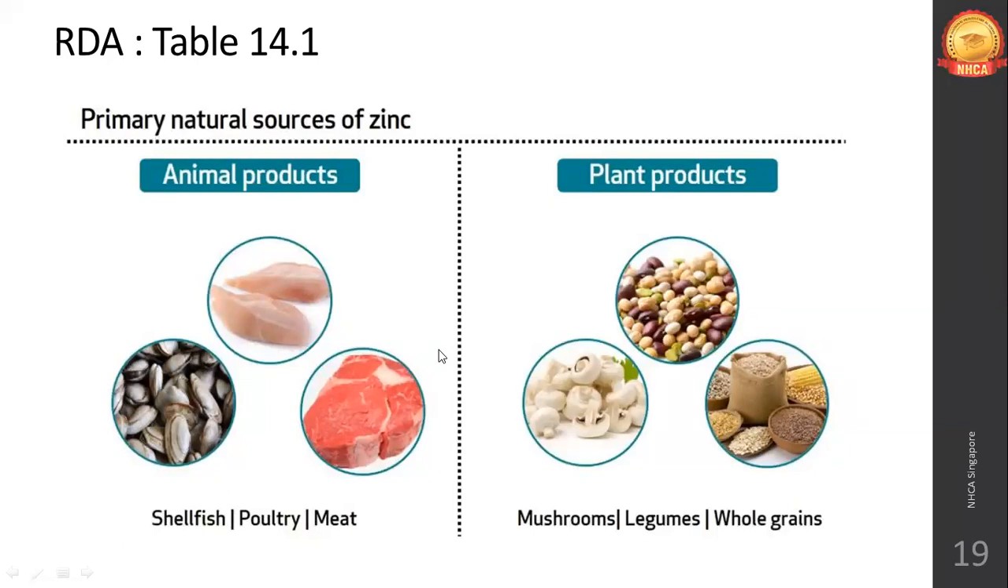So best sources of zinc: animal products. All seafood and animal products are good sources of zinc. In plant products, mushrooms, legumes, whole grains are good sources of zinc. Any multivitamin tablet you take, zinc is an important factor in that as well.